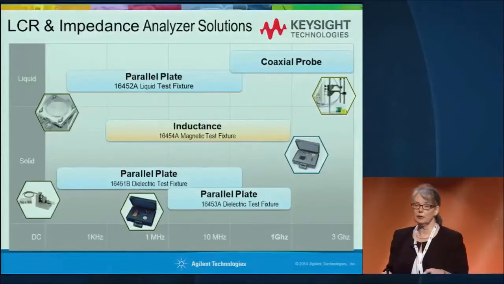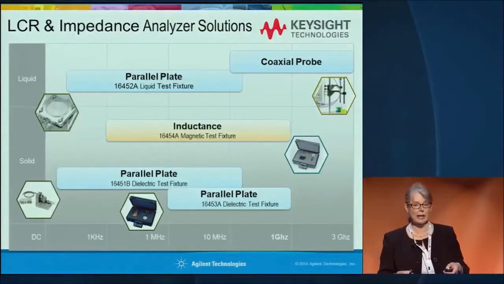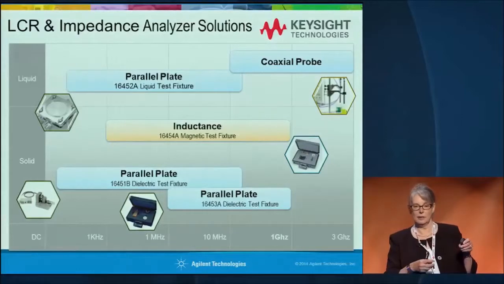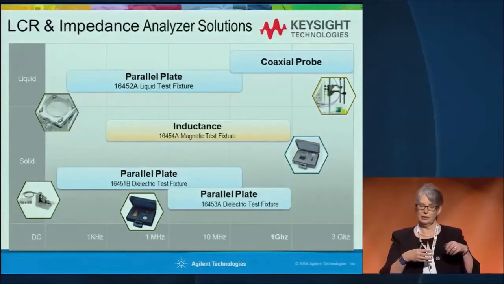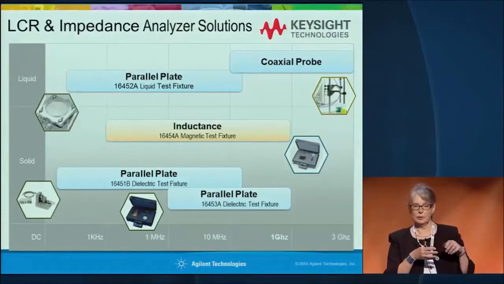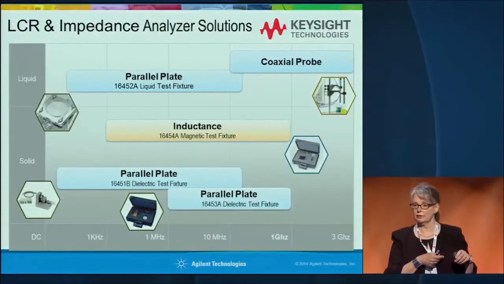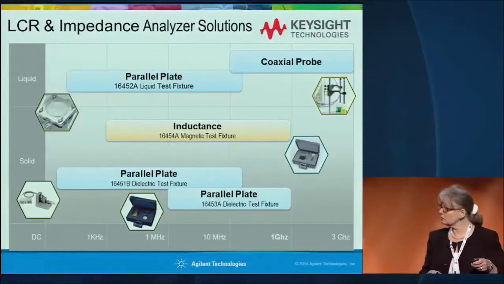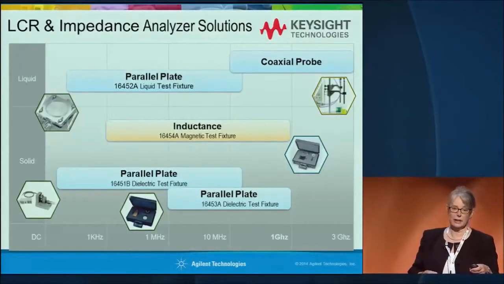Okay, and then we have a coaxial probe. This is an open-ended coax structure. At the very tip it's open, and the field fringes into the air or whatever sample you put into it, and we measure reflection coefficient with this. It's usually used with a network analyzer, but we can also use it with an impedance analyzer and go down to 10 megahertz.